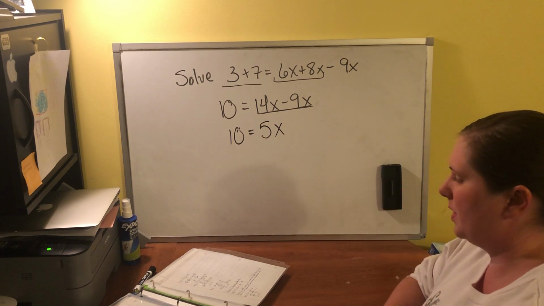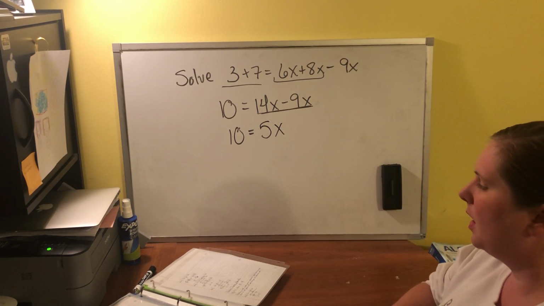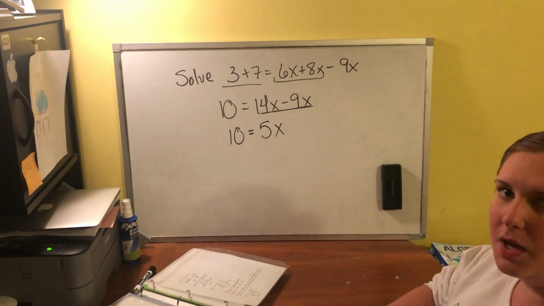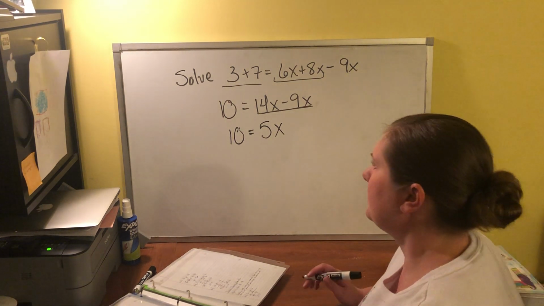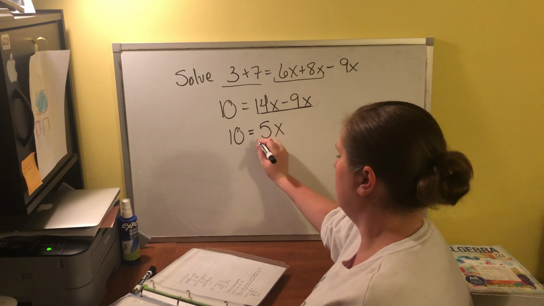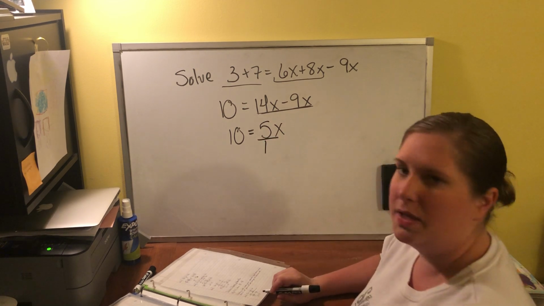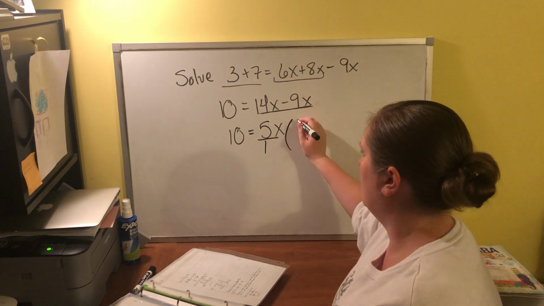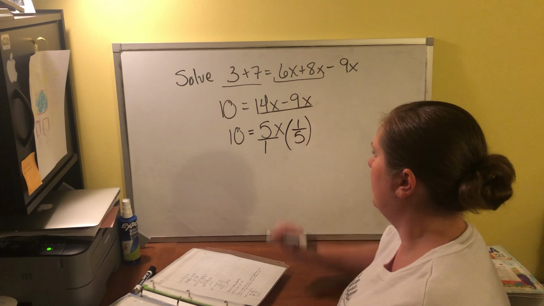Now there's another property that's going to make this easier, but for right now, let's just go ahead and apply that multiplication property. So this is 5x over 1, and I need to multiply by the reciprocal, which would be 1/5.